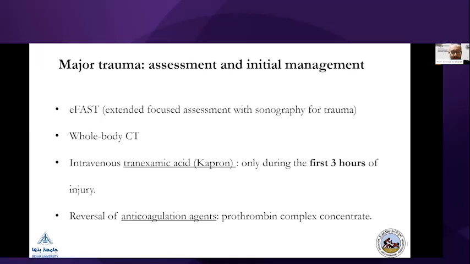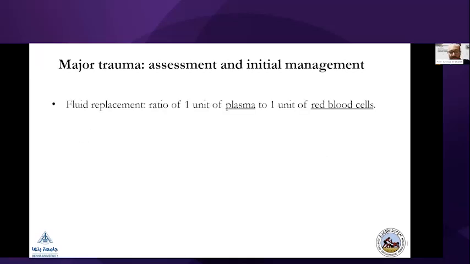Reversal of anticoagulant agents is another important thing if the patient is already on some of these, so you start to think about giving an antidote if you need it. Fluid replacement, of course, you give plasma and red blood cells, 1-to-1 or whatever the ratio according to different schools. Interventional radiology, if you have something like a pelvic injury and bleeding inside, would be one of the options.